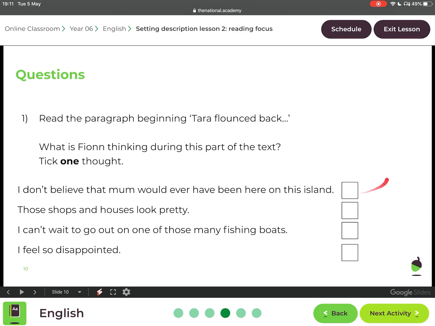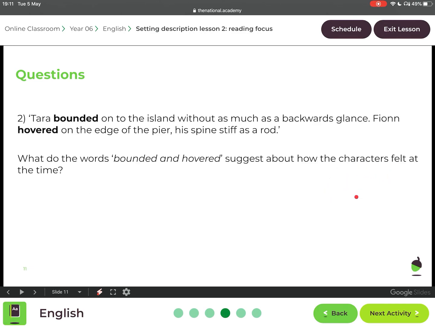I don't believe that Mum would have ever been here on this island. That would be the correct answer. Question 2. Tara bounded on the island without as much as a backward glance. Fionn hovered on the edge of the pier, his spine stiff as a rod. What do the words bounded and hovered suggest about how the characters felt at the time? So the answer would be something like this. Tara is excited to be on the island, while Fionn is reluctant to go on it.